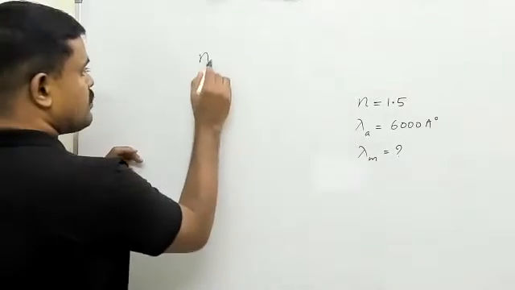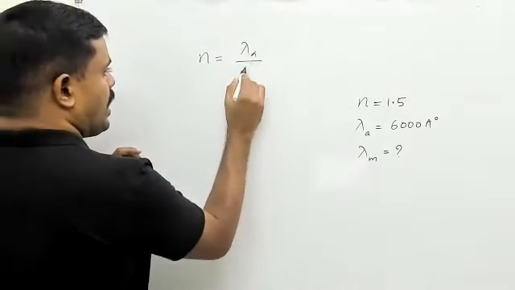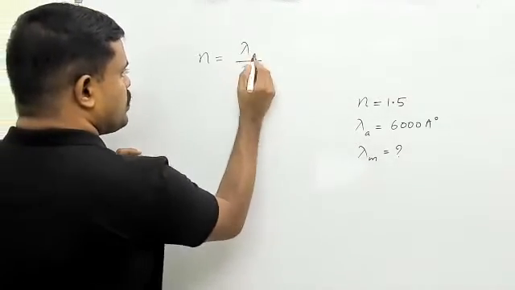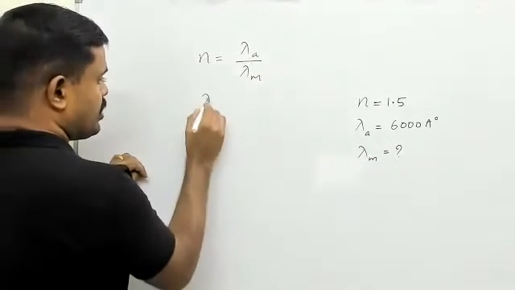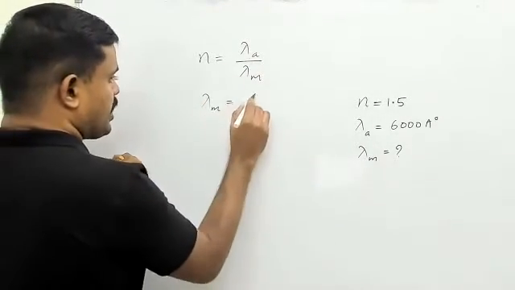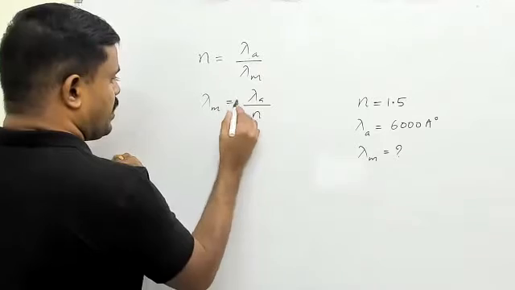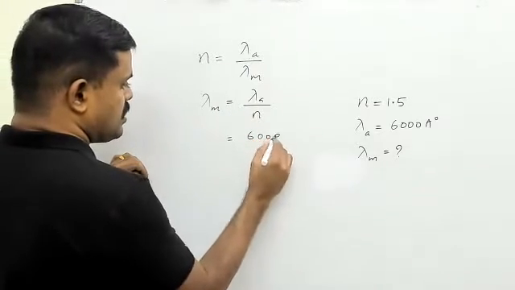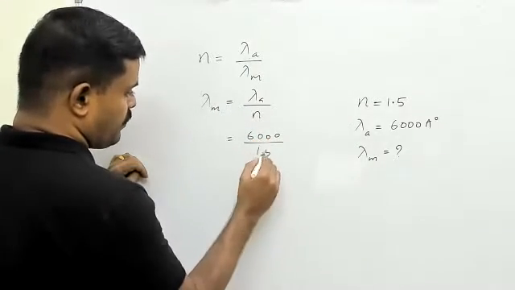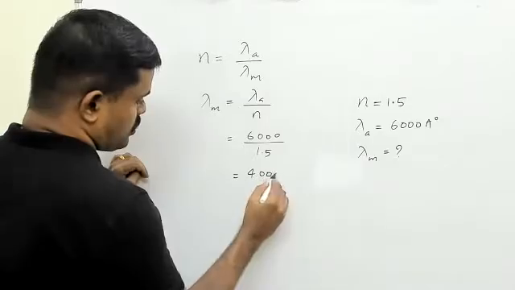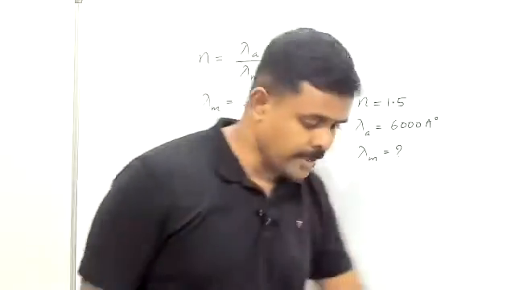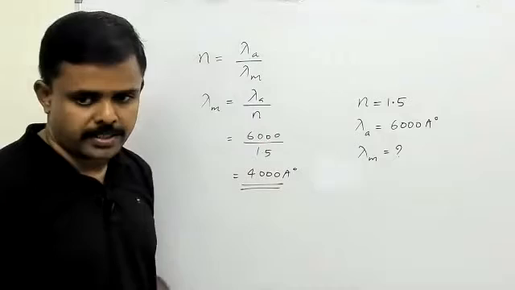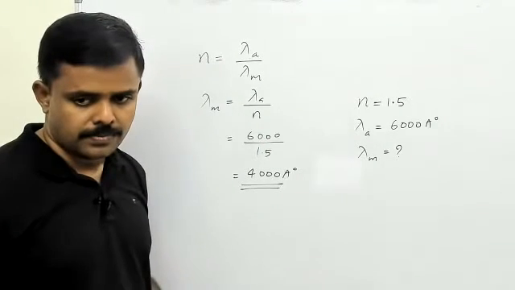It's a direct question since we know the equations now. Lambda air divided by lambda m equals n. This equation you won't find in the textbook, but you have to learn this. It's a previous question. So lambda medium is taken to the left side and n goes to the right side: lambda air over n. This is 6000 divided by 1.5. That makes it 4000 angstrom. Hope you understood. Anybody has questions on this? Otherwise, you can write this down. Tell me when you're done.